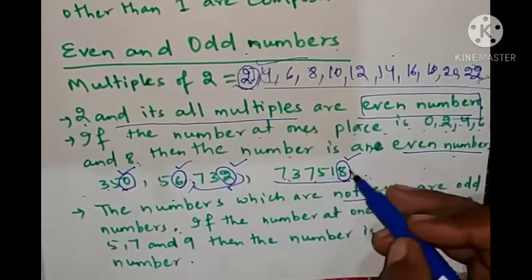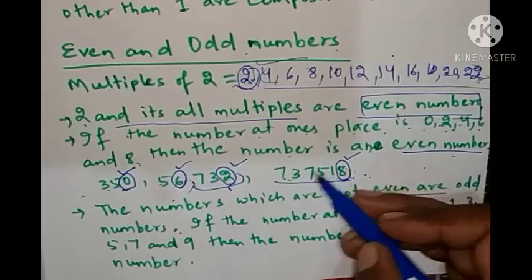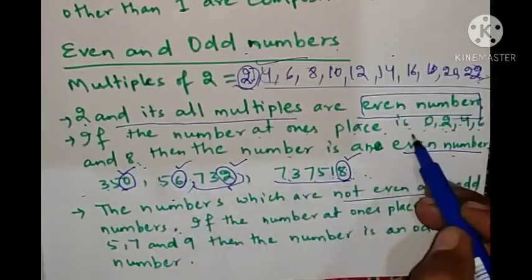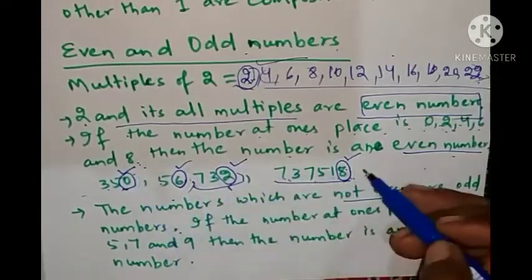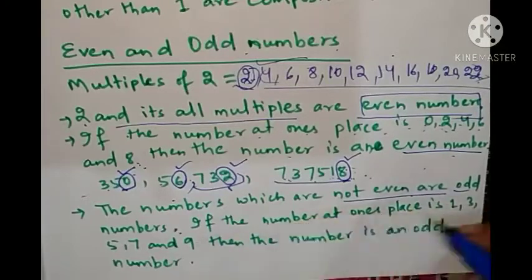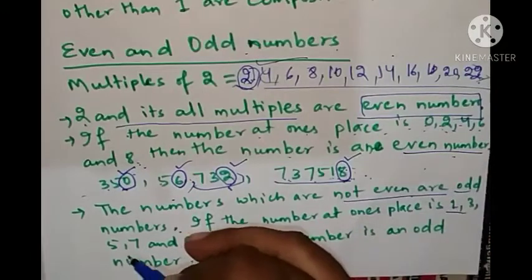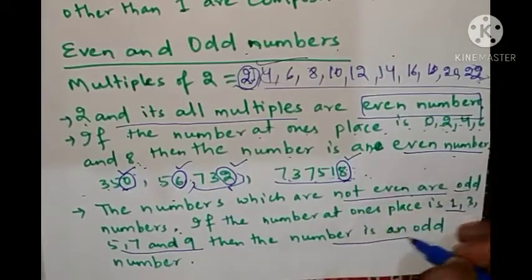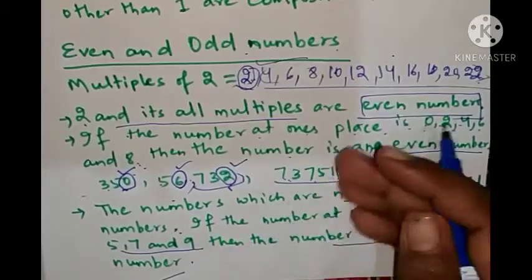Okay, so where you cannot find 0, 2, 4, 6, 8 at one's place, that is not even, that is an odd number. If the number at one's place is 1, 3, 5, 7, 9, then that number is an odd number. Okay.